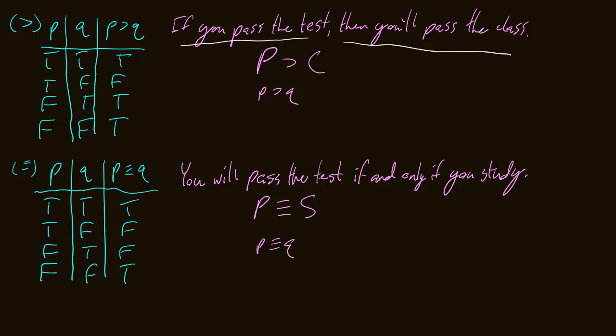Now, if you don't pass the test and you didn't study, you'd be like, oh, Mr. Johnny, he was telling the truth. He said, I'll pass the test if and only if I study. And I failed the test because I did not study. So he was telling the truth. So when we have the biconditional, P if and only if Q, that entire statement will be true when the truth values of P and Q are the same. It will be false when they differ.